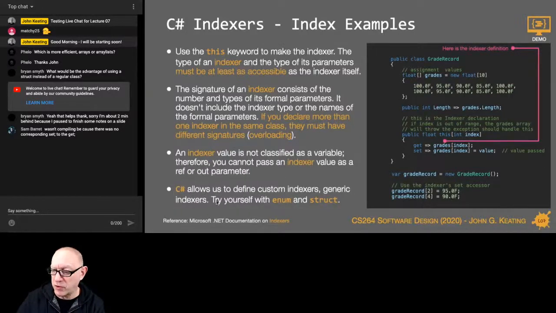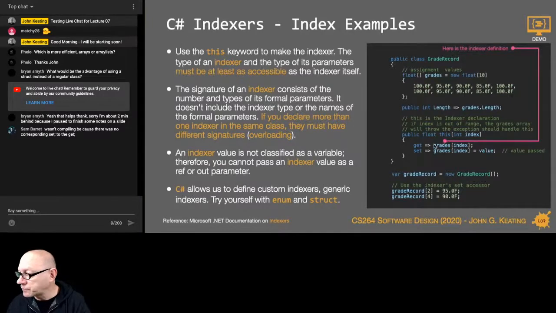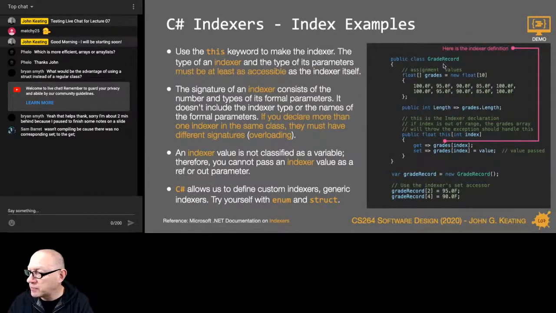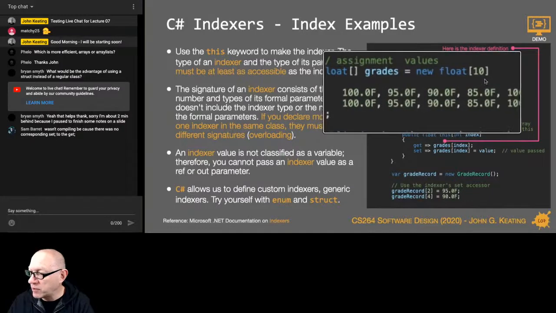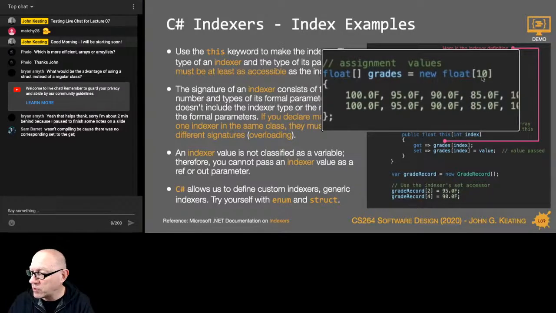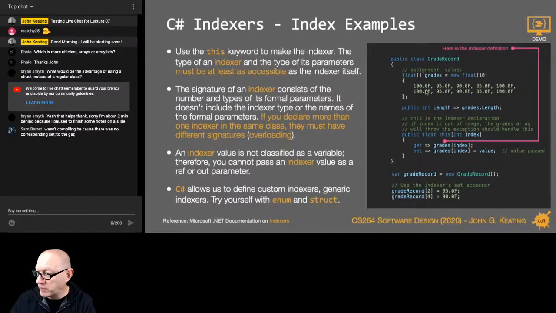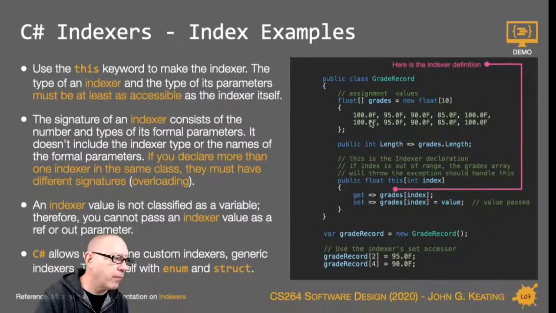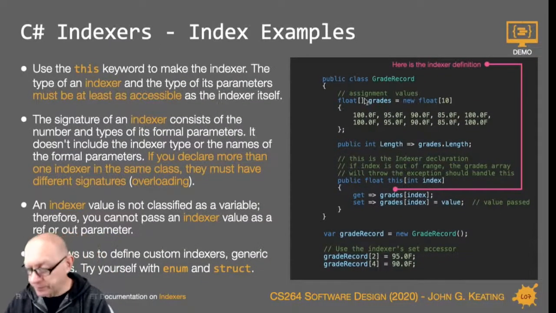C# allows us to define custom indexers, generic indexers, all that stuff. You could try this yourself with both enumerations and structs. So let's have a look at the program. We see that there's a definition here: public class GradeRecord, as I mentioned already. We have an array of grades here, called grades, and they're floating point numbers. We're assigning the values initially here. We use the F, of course, because they're floats.